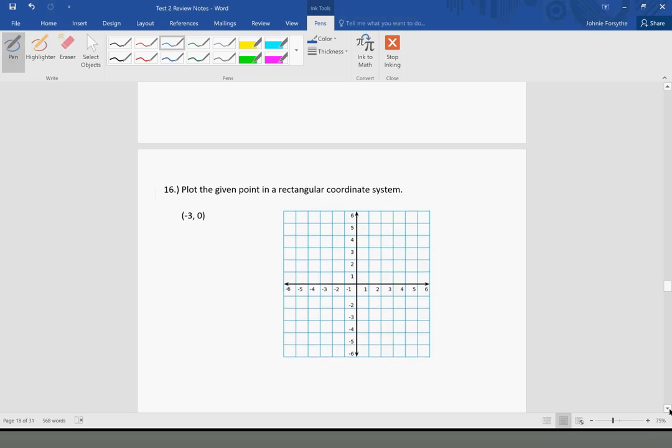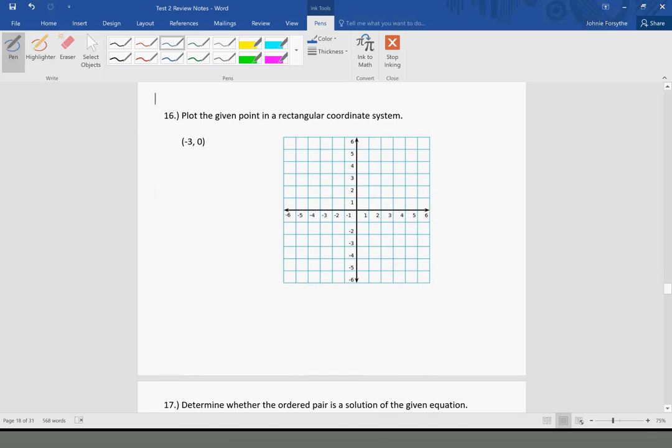Okay, now let's get to some graphing. Plot the given point in a rectangular system. So we have -3, 0. We're going to plot this ordered pair. All ordered pairs are of the form x, comma, y. The horizontal axis is your x-axis, and the vertical axis is your y-axis.